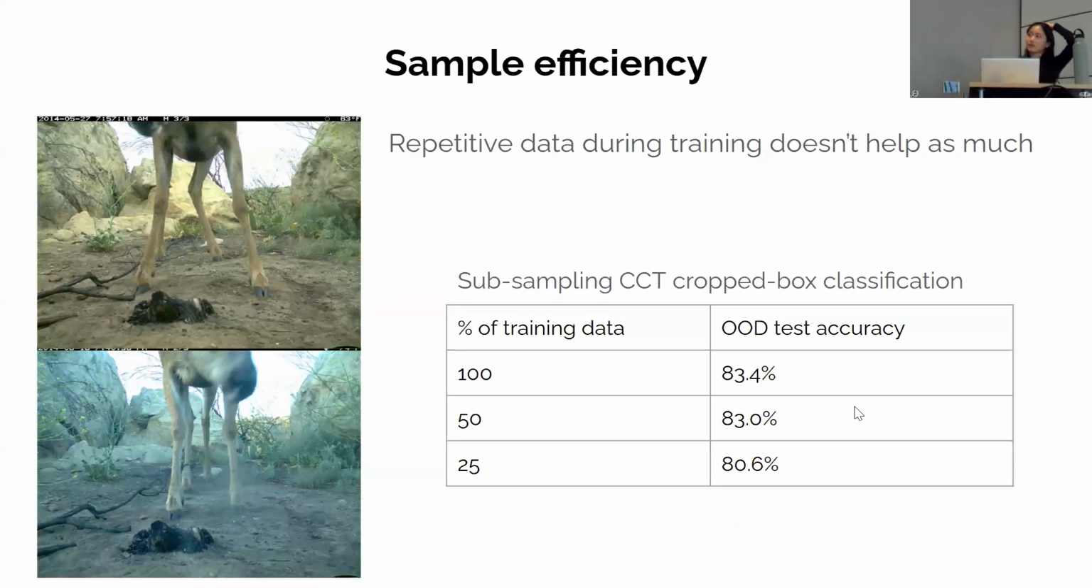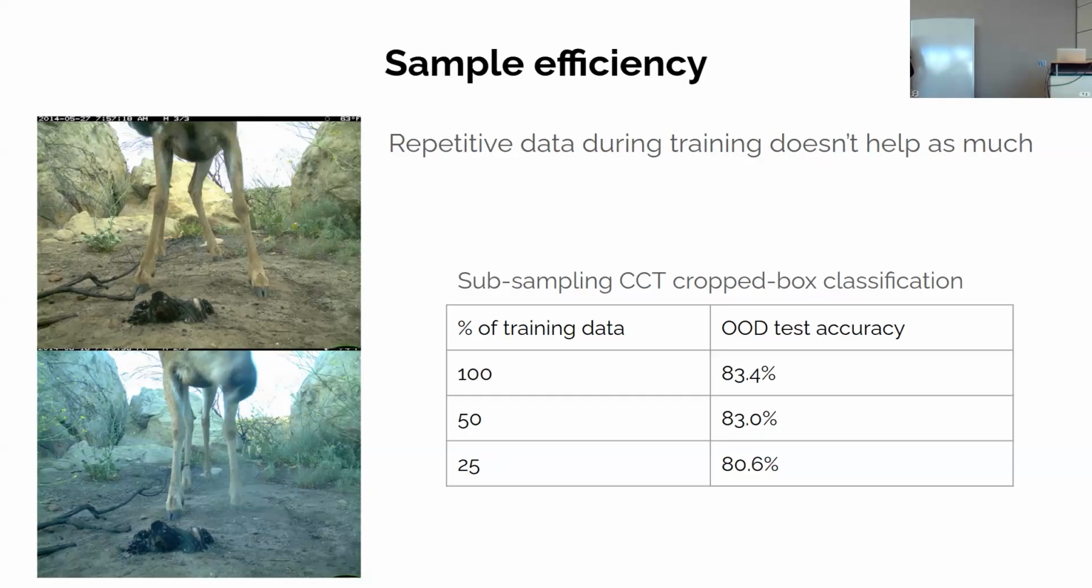Okay, so this goes back to the deduplication point that I made earlier. Repetitive data during training time doesn't help that much in general. So this is an example of subsampling, CCT crop classification. If you have really, really repetitive data, you can significantly reduce the amount of training data that you're using, in this case shown in percentage, and then the OOD test accuracy. So from using 100% of your training data to reducing half of it, because your data is really repetitive, it won't really hurt your accuracy in the long run.